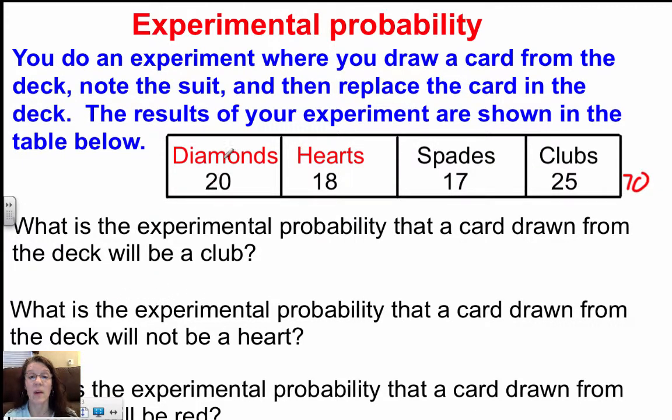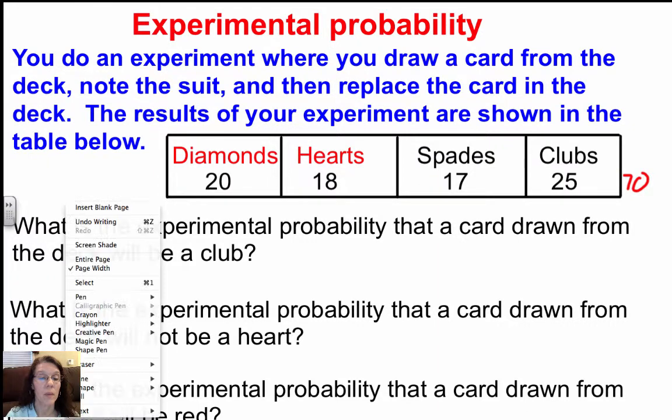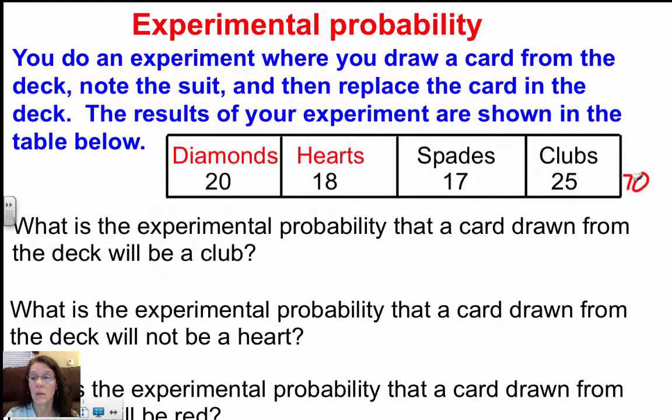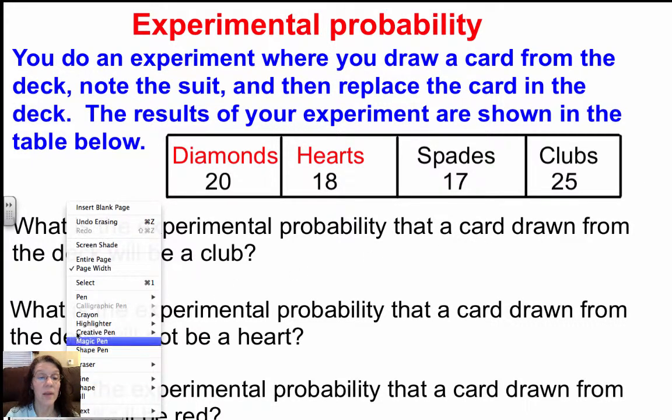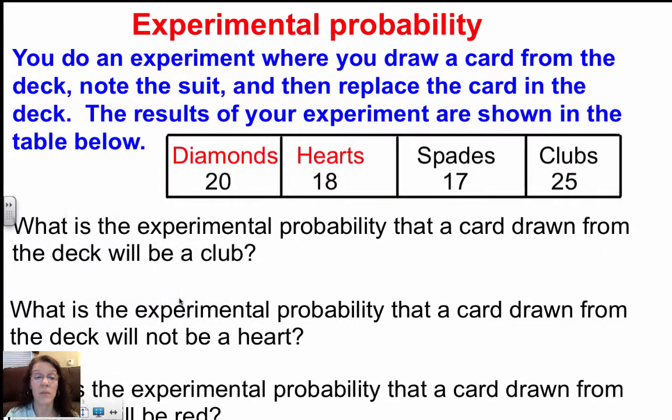No, excuse me, that should be 80 times. I cannot add correctly there. So let me erase that. All right. And let me grab my pen back. So it looks like we drew a card 80 different times. Now that might get a little old, but sometimes you can find a computer program that will do it for you, a random generator. We drew 20 diamonds, 18 hearts, 17 spades, and 25 clubs, and we made a total of 80 draws.